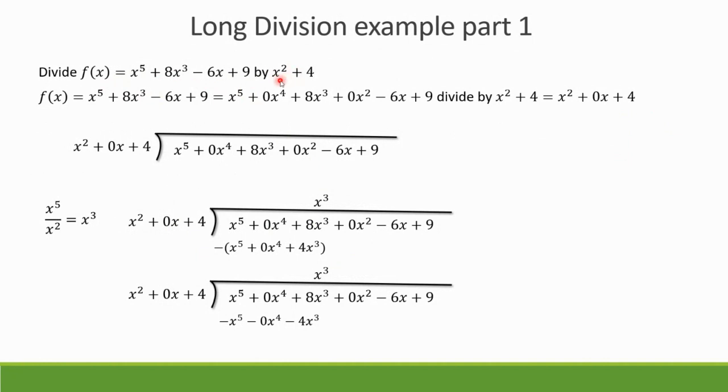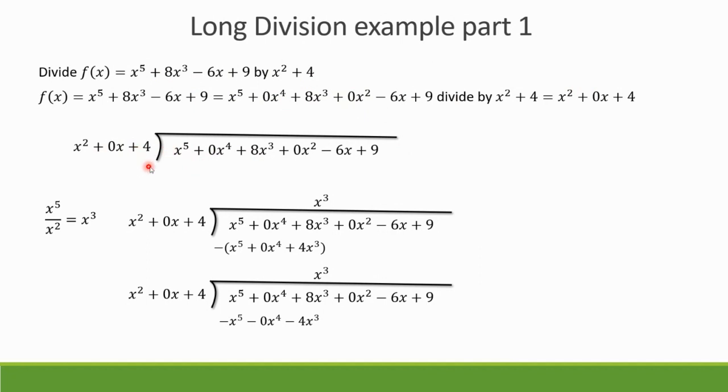For this one here, we need zeros for missing terms, right? There's no x to the fourth term here. So we're going to use 0x to the 4 as our placeholder. Notice there's no x squared here. 0x squared we need also in the dividend. And then we have minus 6x plus 9, we're good. For the divisor, we're missing an x term, so we put 0 times x. And just like with long division of numbers, we set it up this way.